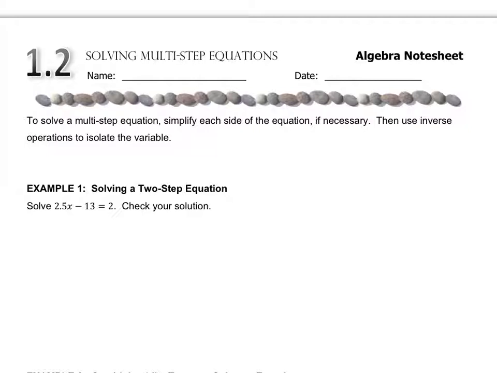And when you want to solve a multi-step equation, you need to simplify each side if you can. You'll see what that means in a moment. And then you use inverse operations to isolate the variable.